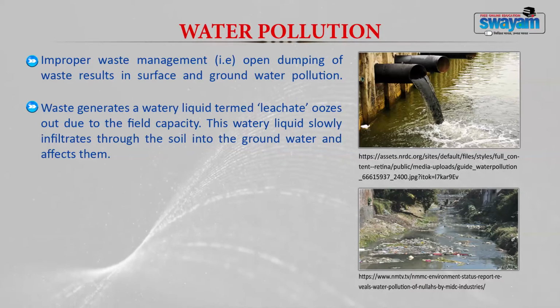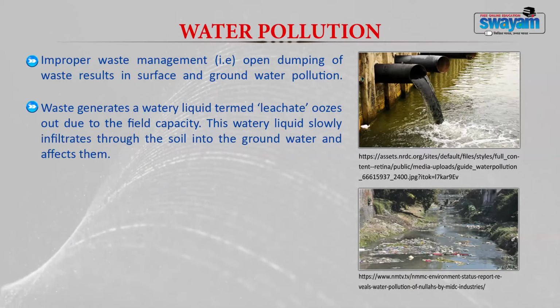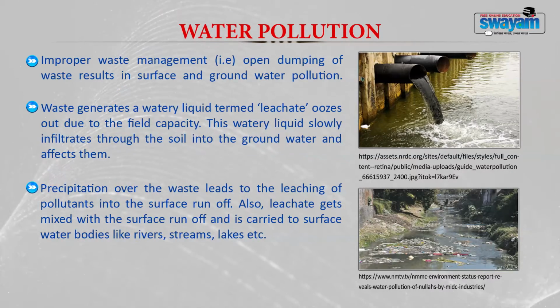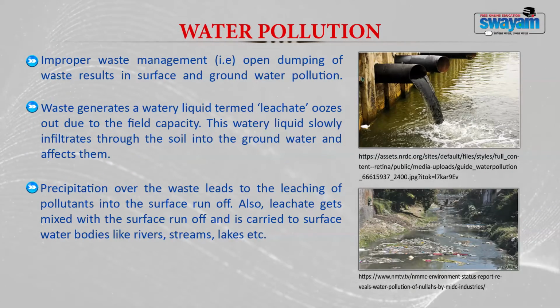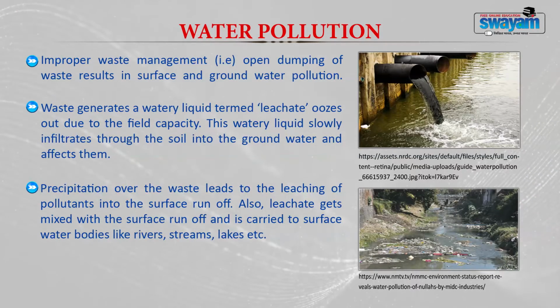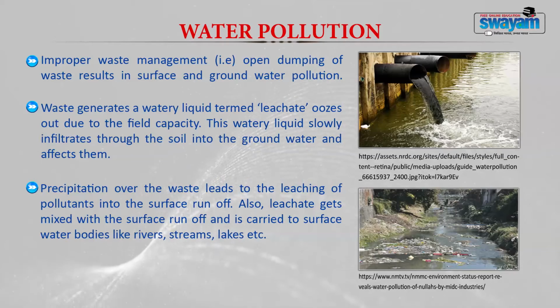Now the water pollution level is again accelerated by the rate of precipitation. Precipitation is nothing but your rainfall, snow or hailstones and all those things. Precipitation again adds to the water on the waste material. This will accelerate the leachate and carry it much faster, because you all know the rainwater infiltrates through the soil medium and then reaches the groundwater.